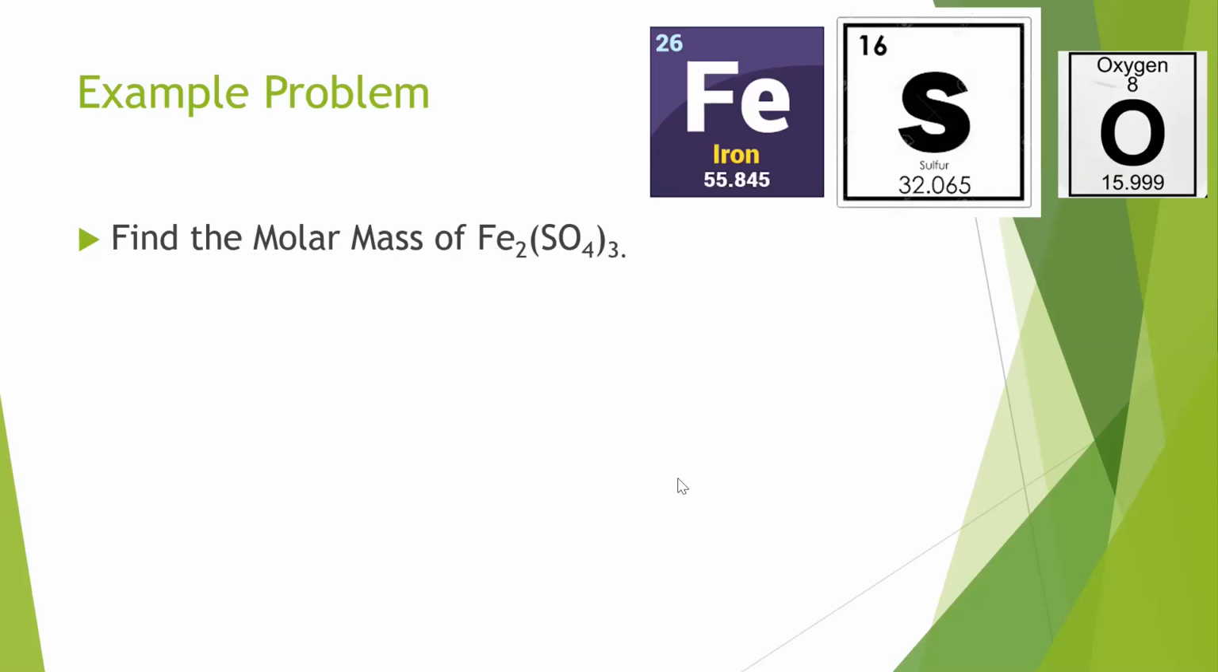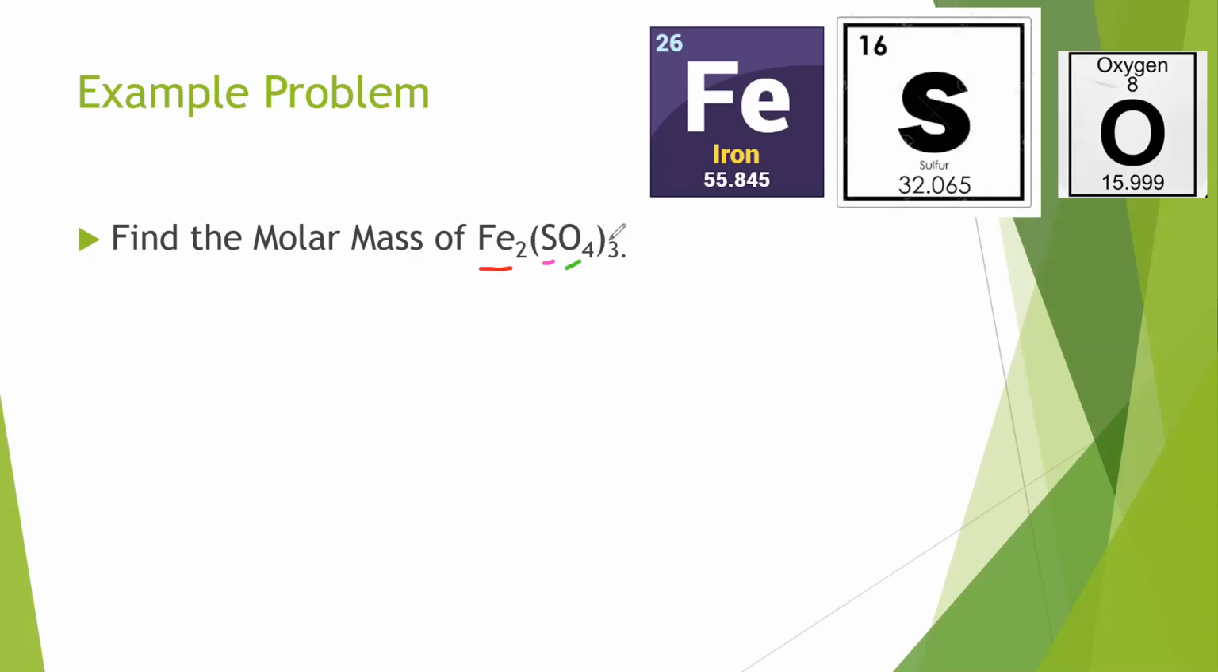So remember, when I talk about molar mass, I'm talking about the sum of each mass. So let's work through it together. First, we have to determine how many different elements there are. So Fe is the element. The second element is S. And the third element is O.